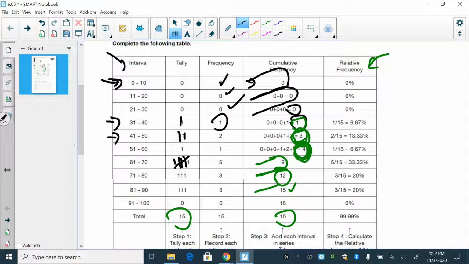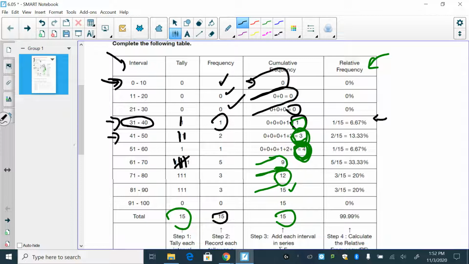So I've got 1 divided by the total number of items, which is always 15 in this example. So 1 divided by 15 is 6.67%. All that's saying is that 6.67% of the data is between 31 and 40. That's what that's telling me.